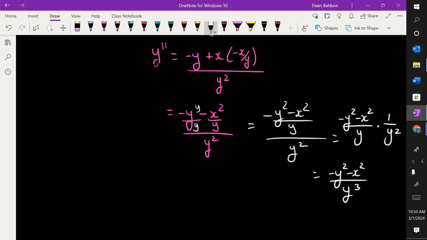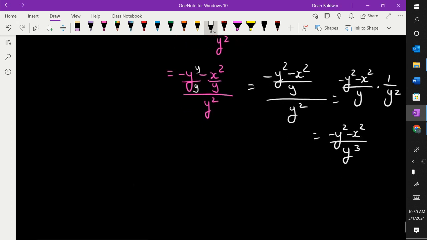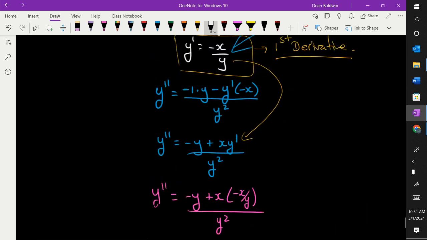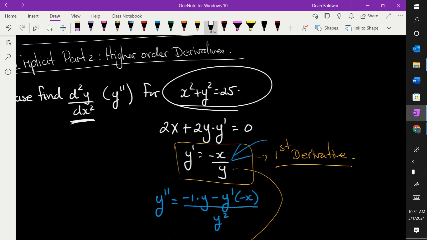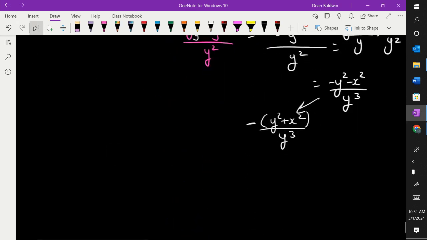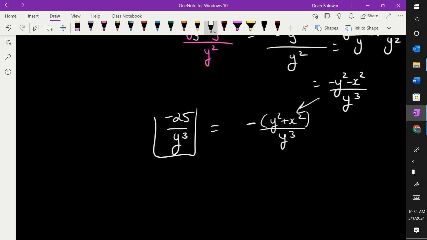Everybody follow that move? There's one other move we can do. If you take a negative out of the top, you end up with y squared plus x squared over y cubed. Why does that help us? X squared plus y squared, if you look at the original equation, equals 25. So that simplifies down to negative 25 over y cubed.